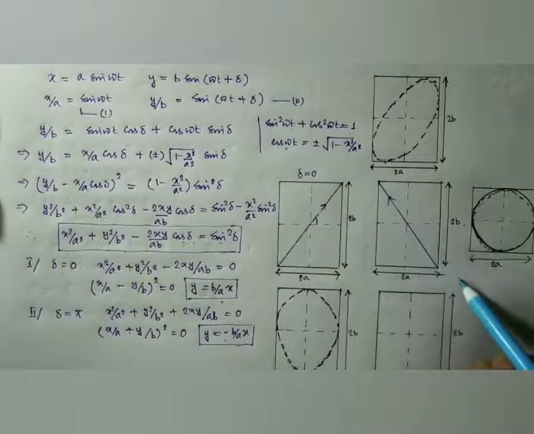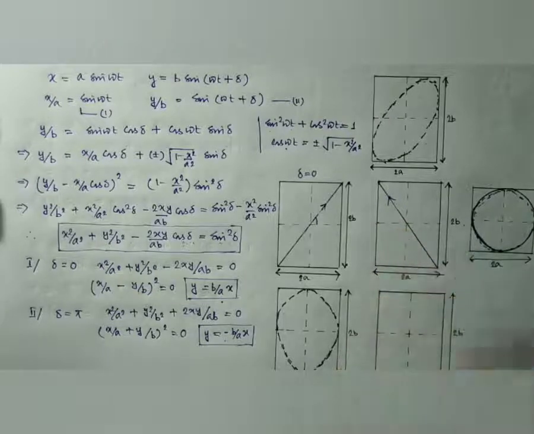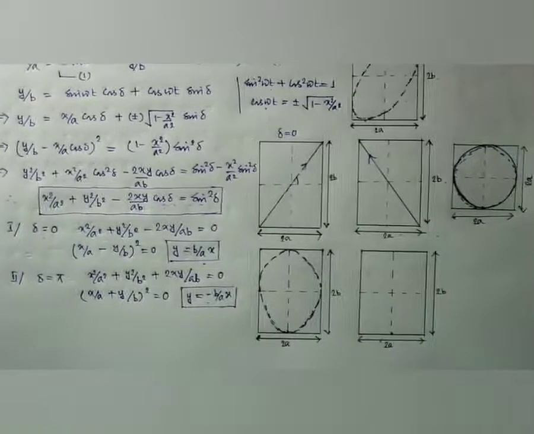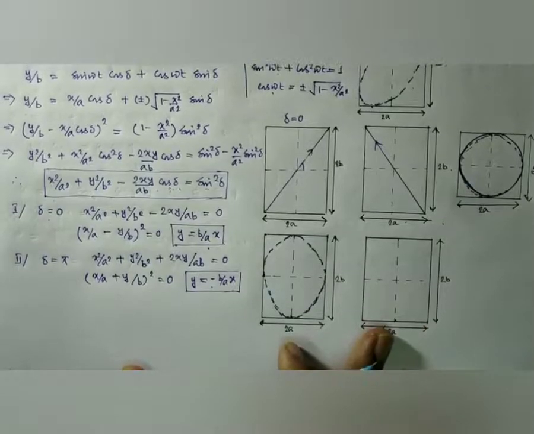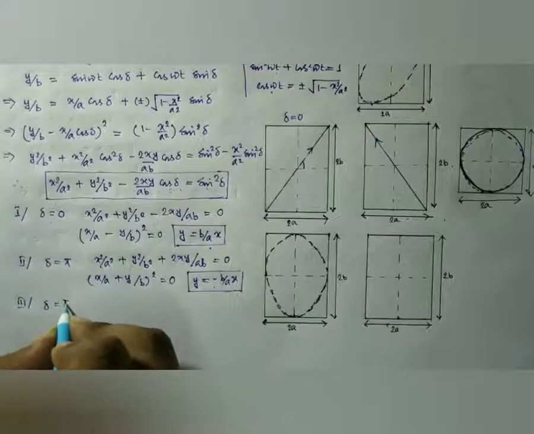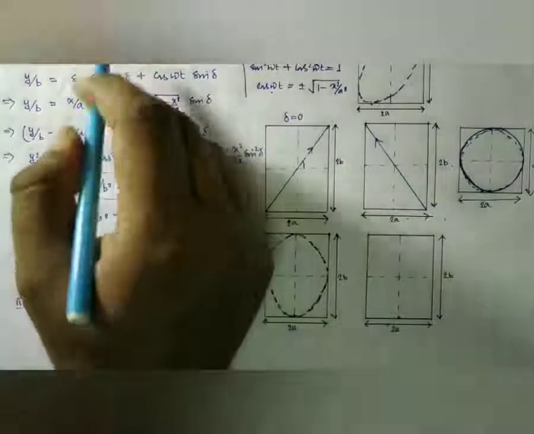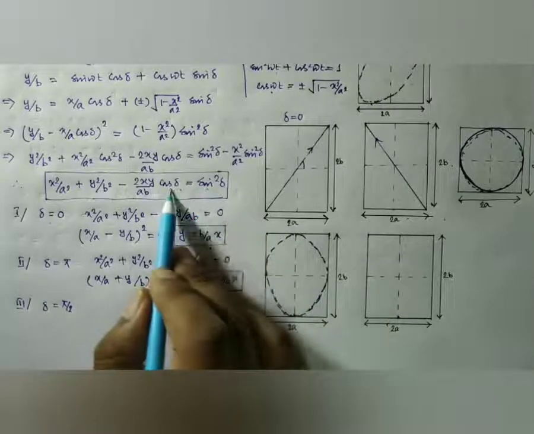So this will be this kind of straight line. So from here y equal to minus b by a is the slope. So this is the second case. So the last case we are going to discuss is when delta is pi by 2. The phase difference of the constituent SHMs is 90 degrees. So then we have from this equation sin pi by 2 is 1 and cos pi by 2 is 0.